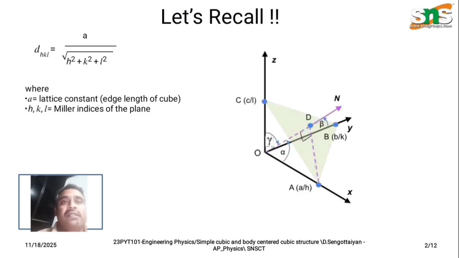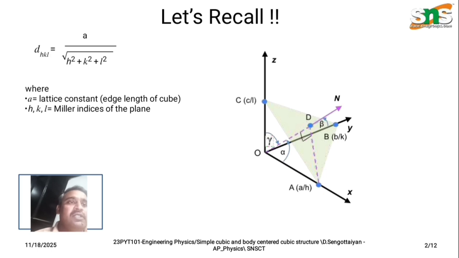The next equation shows that d equals a divided by the root of h squared plus k squared plus l squared. Here d means the interplanar distance, a is the lattice constant, that means the length along the x-axis, y-axis and z-axis, and h, k, l are the Miller indices. We all know that Miller indices are used to find the direction of the plane, taking the reciprocal and finally reducing to the minimum values.